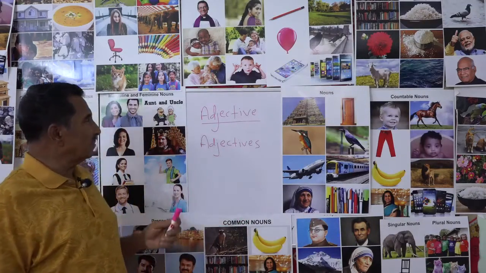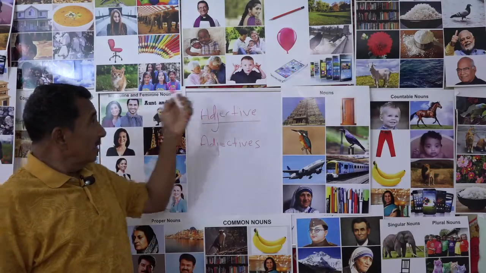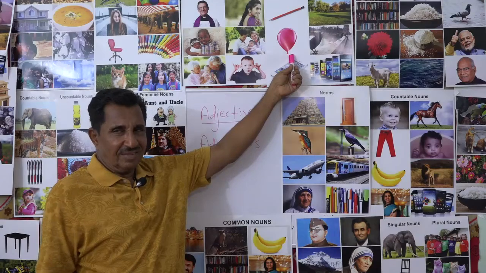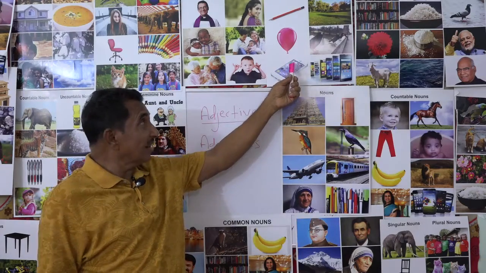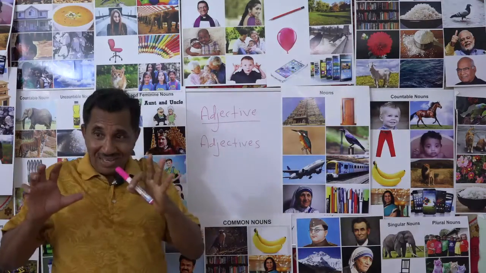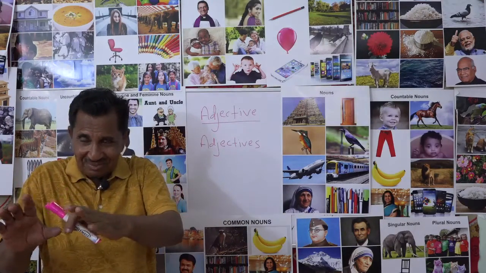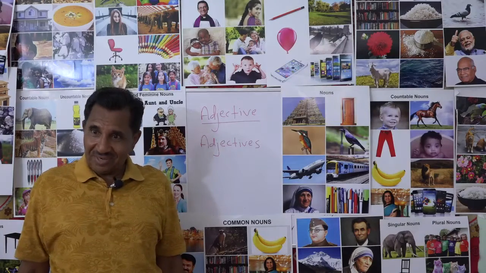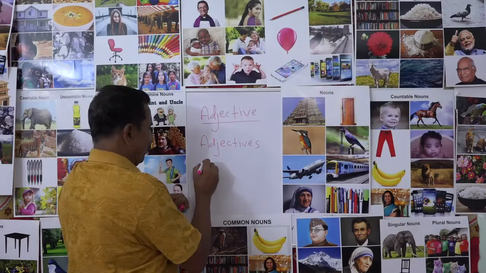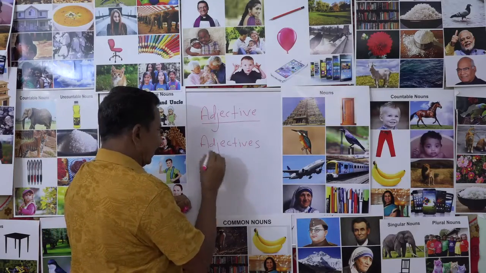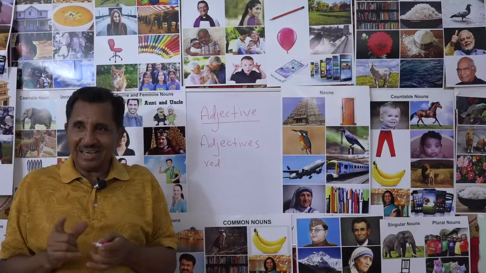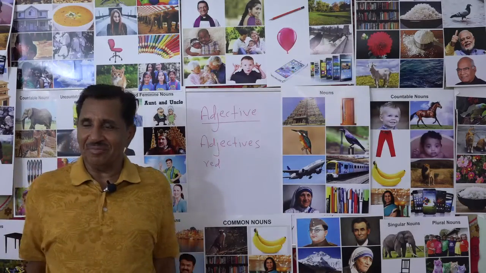Now see, look at this. Now this, if it's a balloon, but if it's a red balloon, now the full meaning of the balloon comes to you. Red balloon, yes. Look at that. So that red is an adjective. It's a red. See that? So a word that brightens a noun is an adjective.